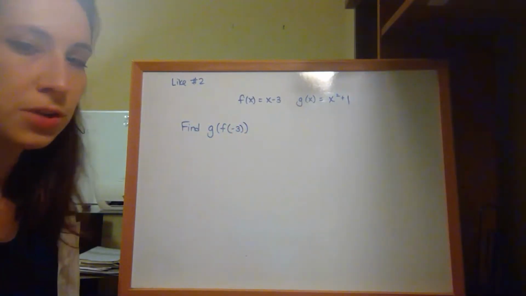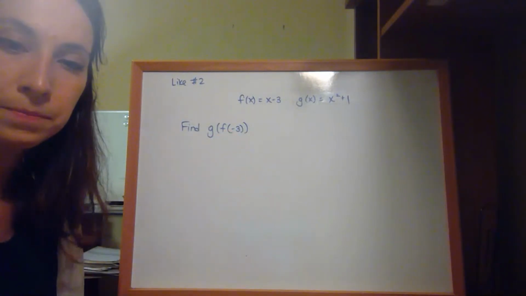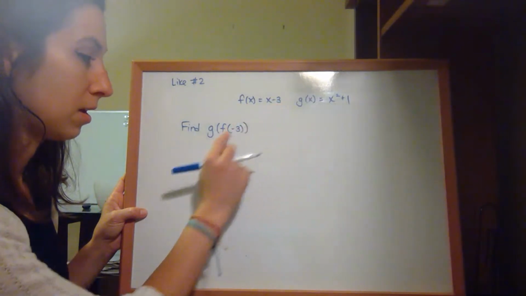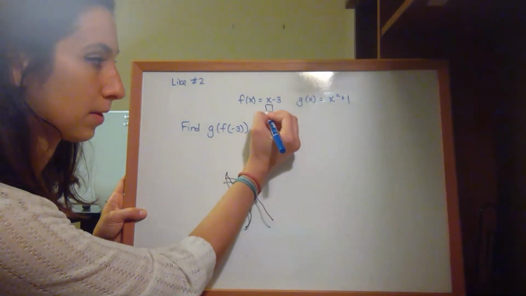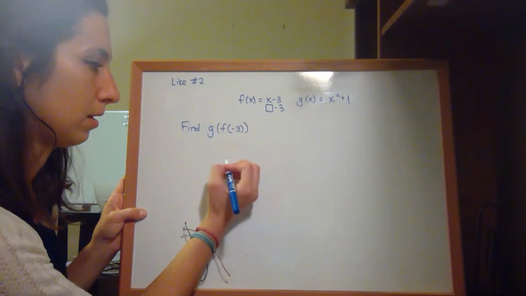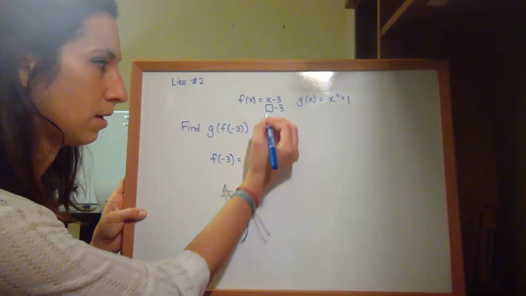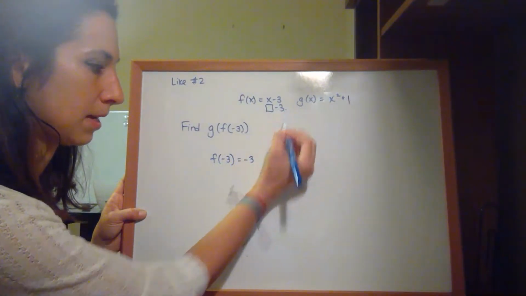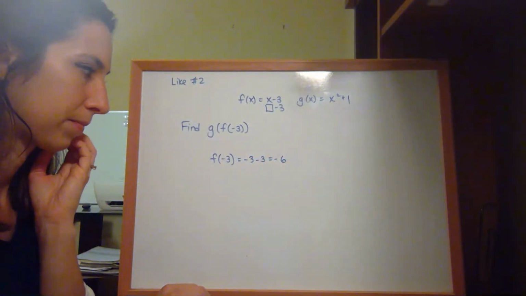Okay, you start with the inner function first. That's f of -3. So you're literally going to take the f function and substitute a -3 in place of the box, the variable. So f of -3 is the same as doing -3 in the box and then -3, which is -6.